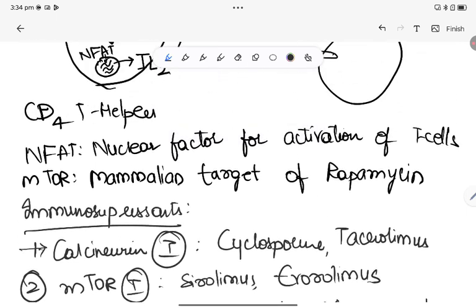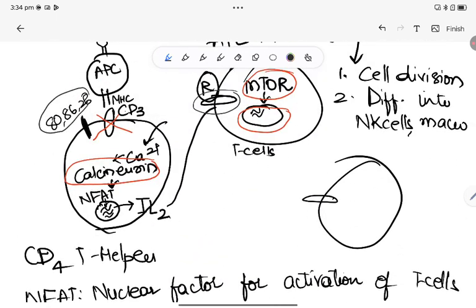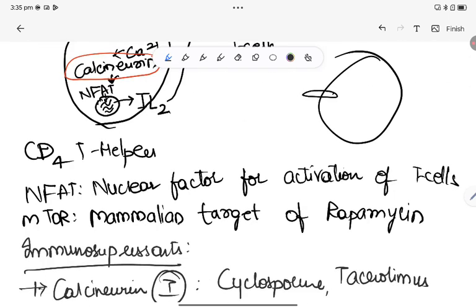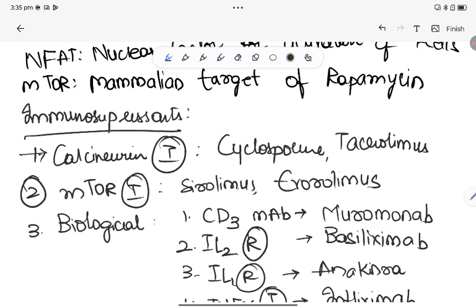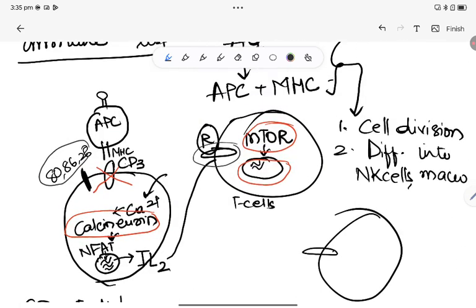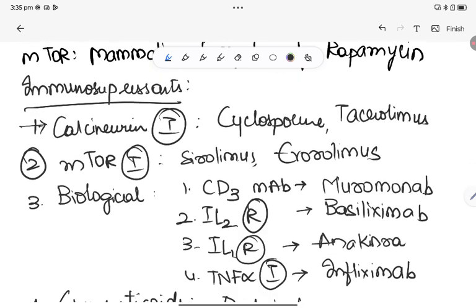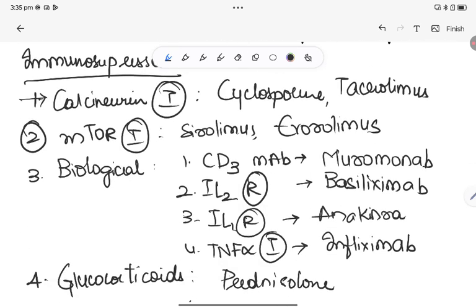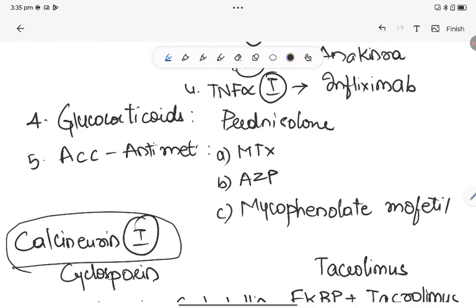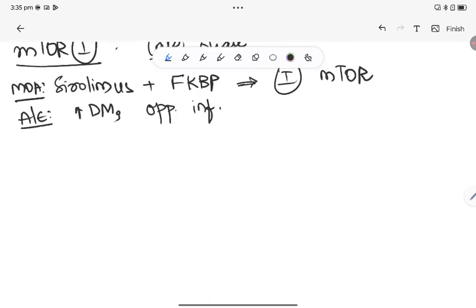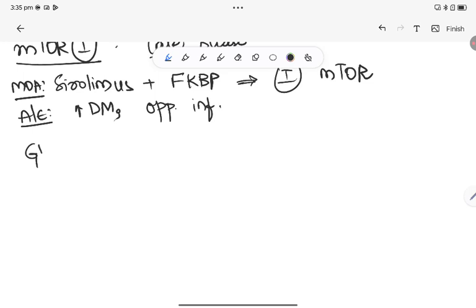With respect to monoclonal antibodies, you need not know much in detail. The CD3 monoclonal antibody is muromonab. When it is inhibited, it will completely stop the initial response itself. The next monoclonal antibody is the interleukin 2 receptor antagonist, which includes basiliximab, which acts at a later stage. Then come anakinra and TNF alpha inhibitors. There is nothing more to add to this, but with respect to glucocorticoids, you need to understand certain important points.